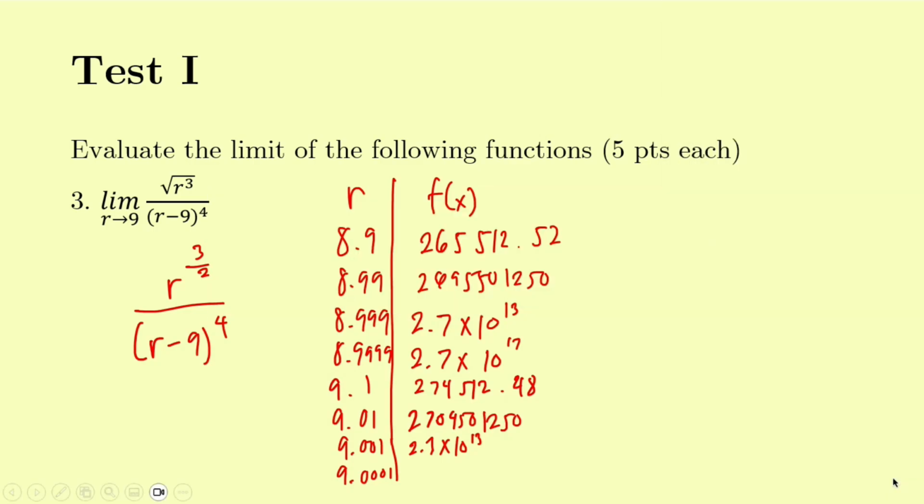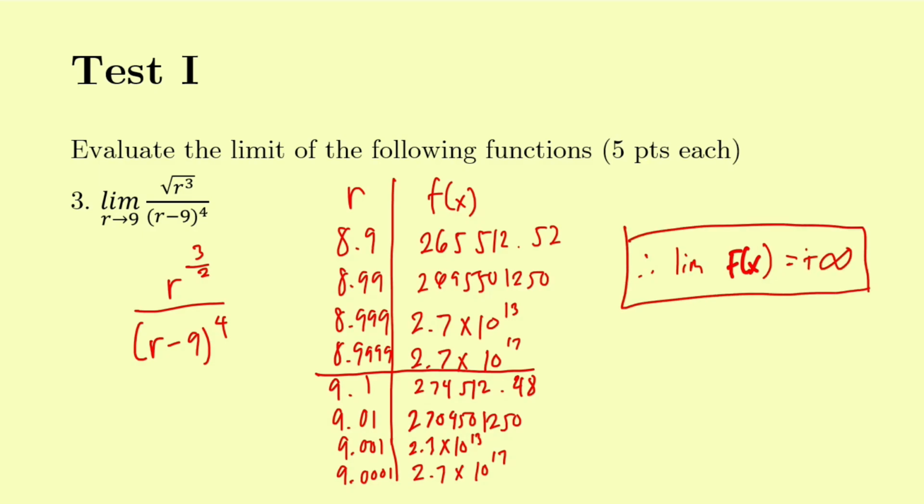2.7 times 10 raised to 17. So you can see they are approaching pretty much the same value from both the left side and the right side. That means the limit of the function f of x is infinity, positive infinity. That would suffice. This table would suffice as proof that the limit of the function is indeed infinity.